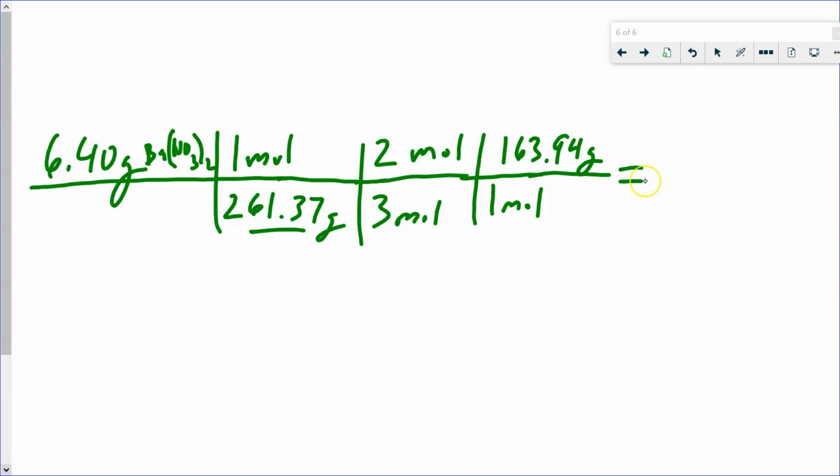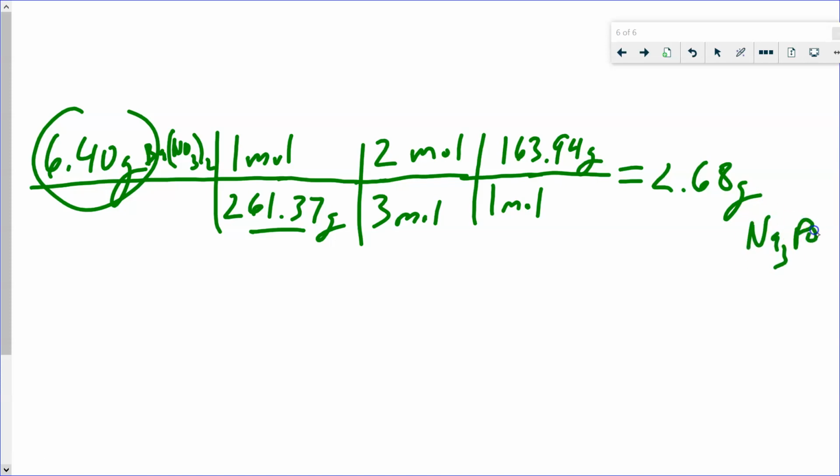When we calculate this out, what we figure out is that with the 6.4 grams of the barium nitrate, we use 2.68 grams of the sodium phosphate, which is Na3PO4. Now, how much did we start with? We started with 3.5 grams. We only used 2.68 grams. So to find out how much is left over, let's take what we started with, how much we used, and how much is left over.